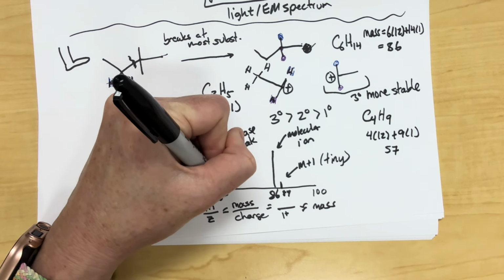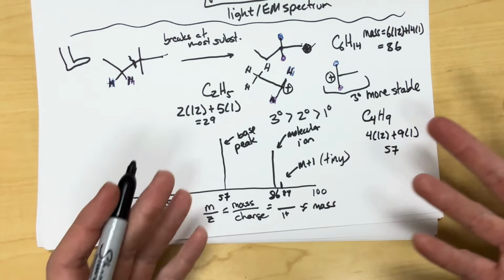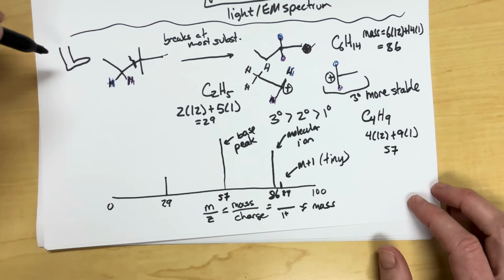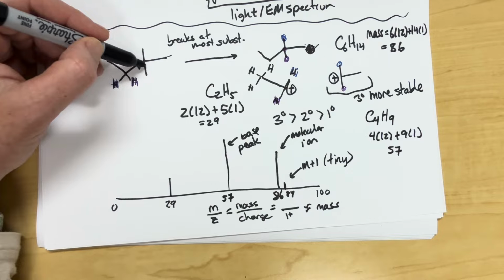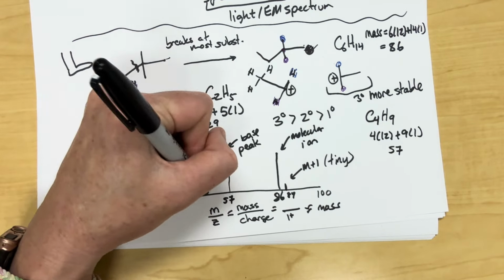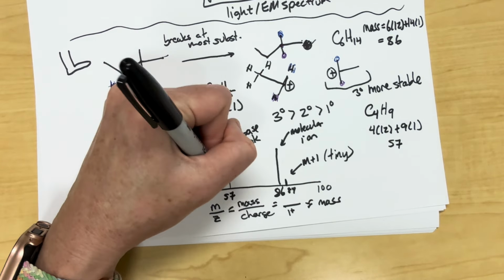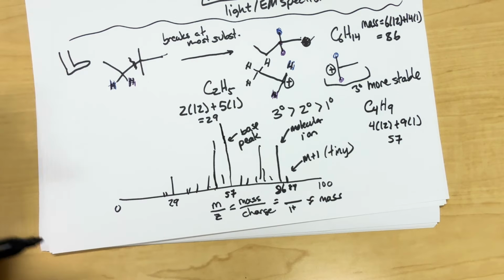And again, that was at 57. Now there will be lots of other little peaks. The reason there's lots of other little peaks is because that kick doesn't guarantee it's going to break right there. Sometimes it breaks here, here, here, here, here. So you'll get lots of crazy little fragments and stuff like that, etc. But this base peak will always be the biggest.